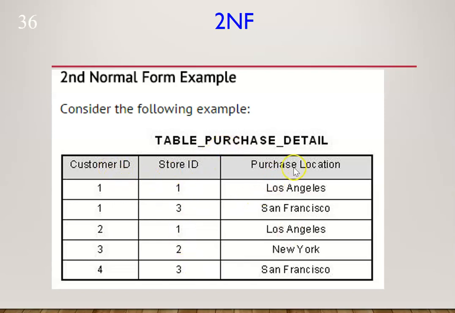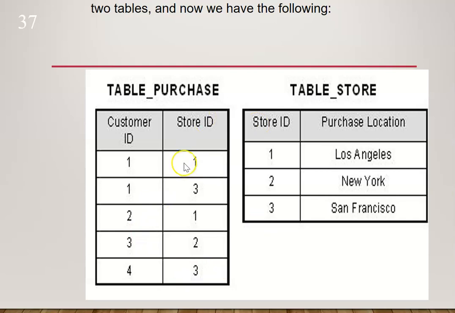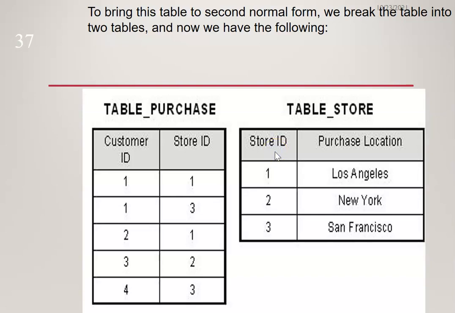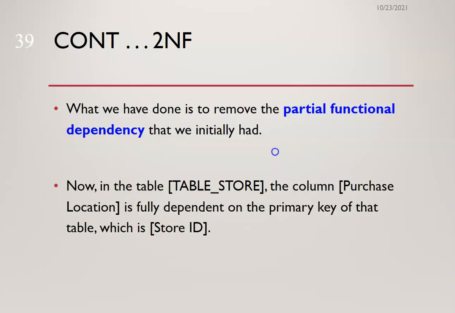So you pull this out, purchase location and store ID, create a new relation, and then also customer ID. And so these are the resultant tables. In this case, store ID in a table called store is the primary key for this particular location, but it is a foreign key in this particular table. It's a foreign key in this table, but a primary key in that table. So this is the explanation of that table there.